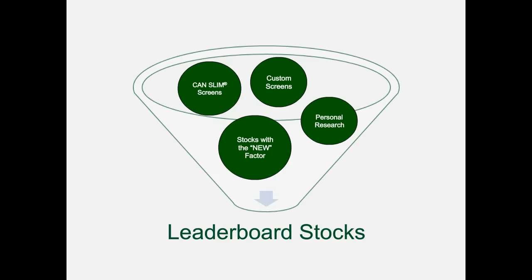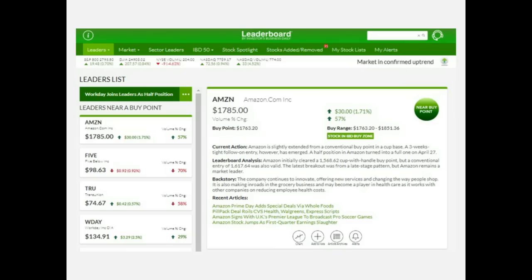So here's what the product looks like. It's very simple. We'll do a brief tour. What the committee does is they put stocks on what they call the leaders list. The leaders list has a couple of different versions, or subsets. The first one's called Leaders Near a Buy Point. Now, ladies and gentlemen, what more do you want?